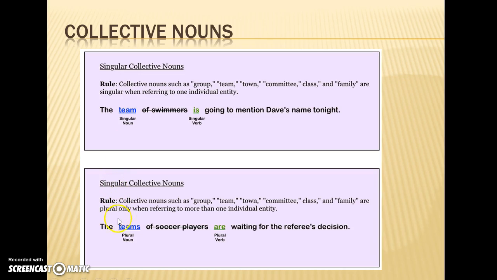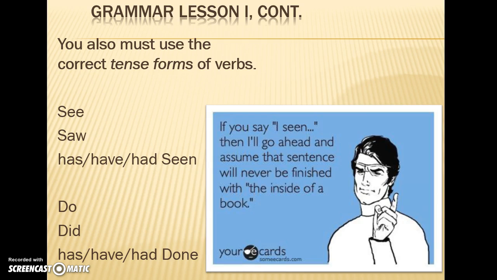Now, if you have multiple teams, like all of your athletic department put together, soccer team, baseball team, basketball team, softball team, those teams would be a plural noun. So the teams of soccer players are waiting for the referee's decision.